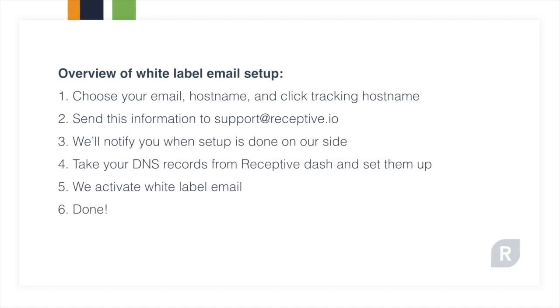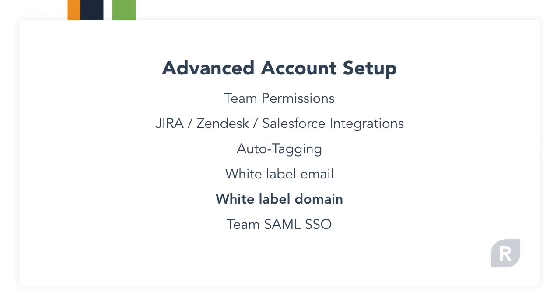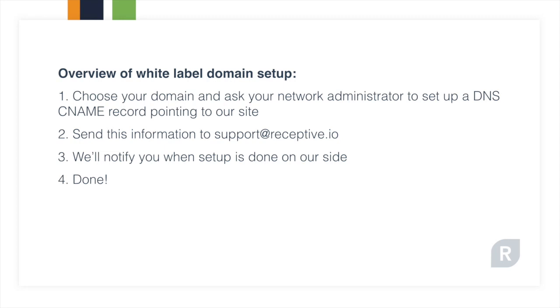help doc linked below. The next step is white label domain, and similarly to email, you just need to decide on your URL and set it up and send us some information, and we finish the configuration on our side. The details are in the help doc linked below. Keep in mind that once your domain is white labeled, you won't be able to log in at receptive.io, so you'll want to let your teams know when you've started this process.